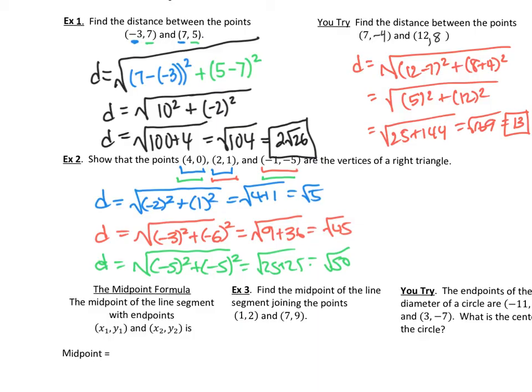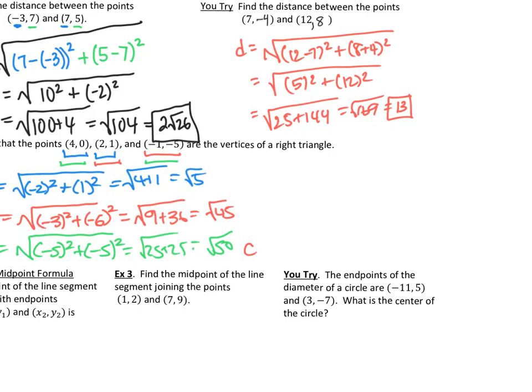So if I compare root 5, root 45, and root 50, root 50 must be the hypotenuse because it is the longest side of the triangle. So there's my C right there. Okay, so if that's my C, then let's just check. If I do root 5 squared plus root 45 squared equals root 50 squared, if this is in fact a right triangle, this should work.